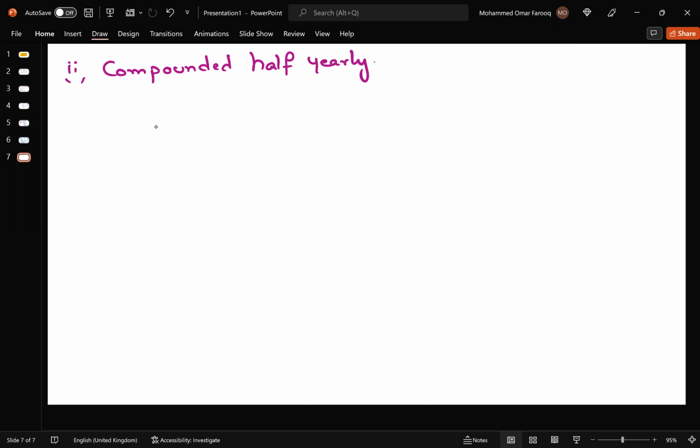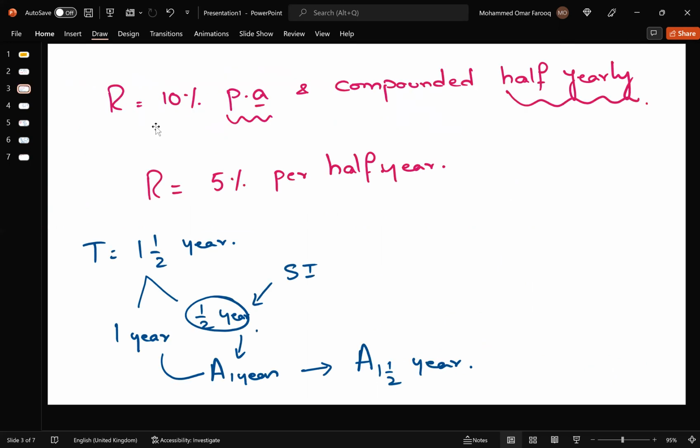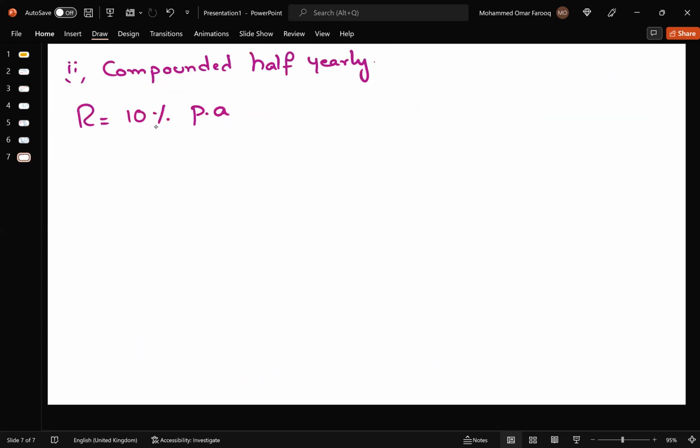So let me remind you that the rate is given as 10% per annum. What did I explain before? When it is compounded half yearly, the rate also has to be converted accordingly. That means you have to take the rate also for half a year. So if it is 10% for 1 year, what is the rate per half year? It will be 5%. So 5% per half year. Is it fine? And the time period is given as 1.5 years. Is it right?